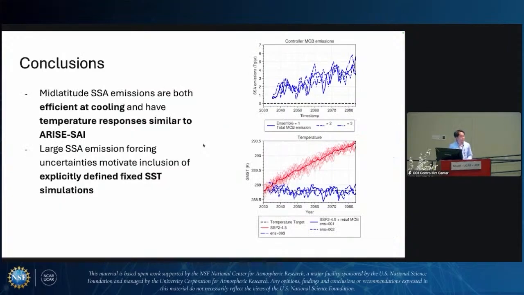Mid-latitude MCB is more efficient at cooling and provides a temperature response that is more similar to ARISE SAI. And then there's this large uncertainty in the sea-salt aerosol emission forcing, and so we want to encourage people to do explicitly defined fixed SSD simulations to ensure that we're understanding these uncertainties. Thank you.